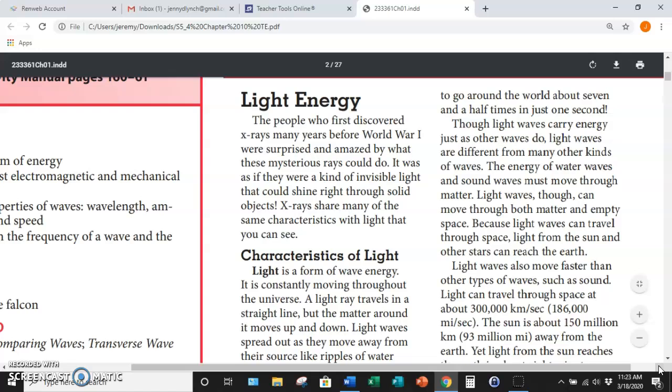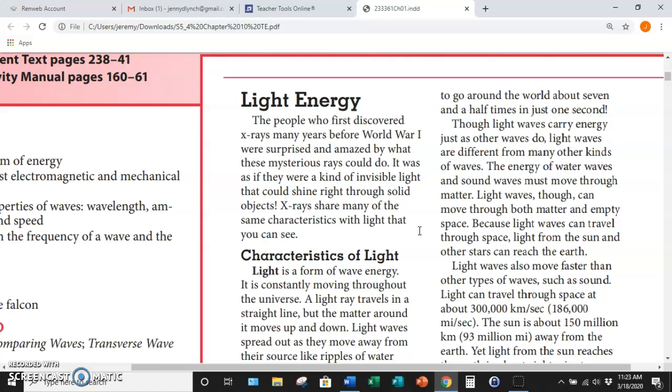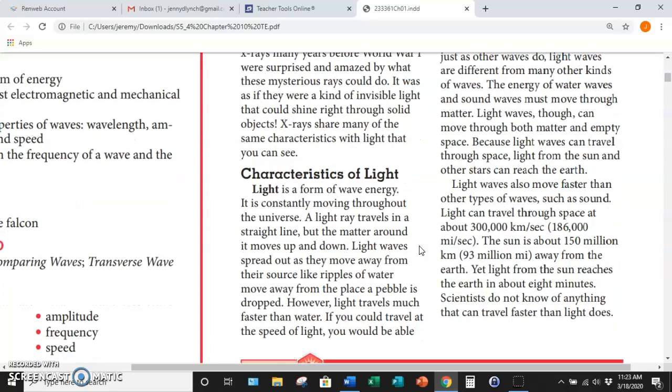The people who first discovered X-rays many years before World War I were surprised and amazed by what these mysterious rays could do. It was as if they were a kind of invisible light that could shine right through solid objects. X-rays share many of the same characteristics with light that you can see. Light is a form of wave energy. It is constantly moving throughout the universe. A light ray travels in a straight line, but the matter around it moves up and down.